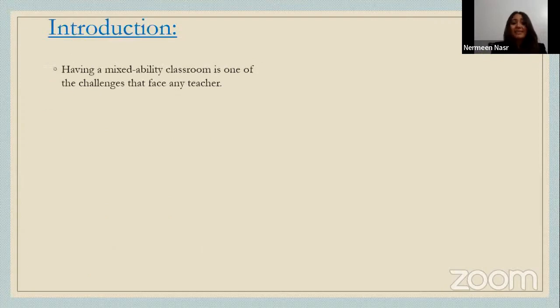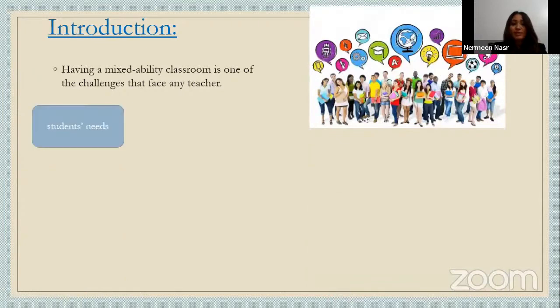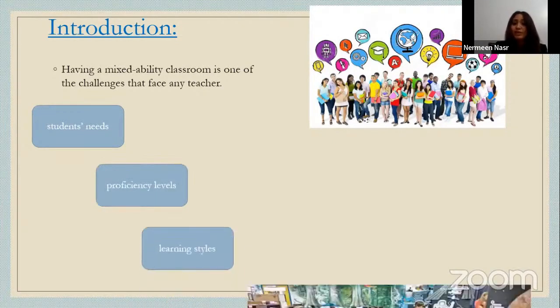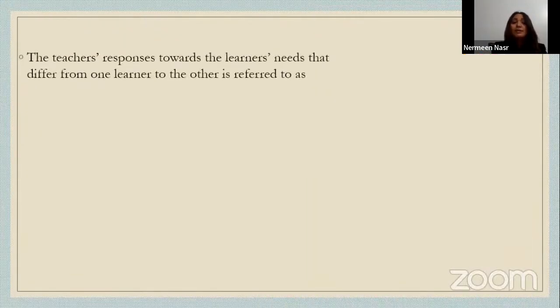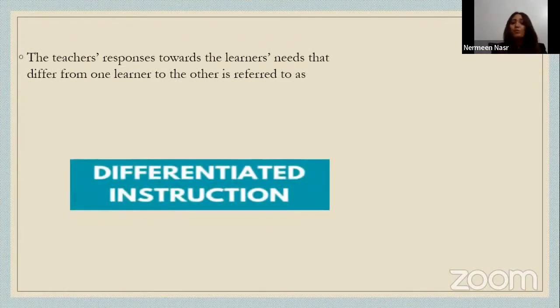So, having a mixed ability classroom is one of the challenges that face all of us as teachers. As a result, we as teachers should give more instructions that suit the students' needs, their proficiency level, as well as their learning style. So the teacher's response towards the learner's needs that differ from one person to another is differentiated instruction. So what is differentiated instruction? This is the teacher's response towards the diversity in the students and that everyone has his own needs.